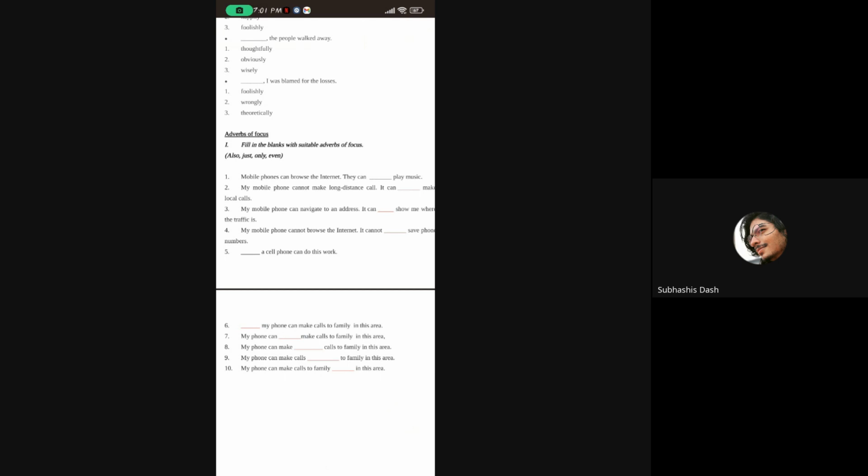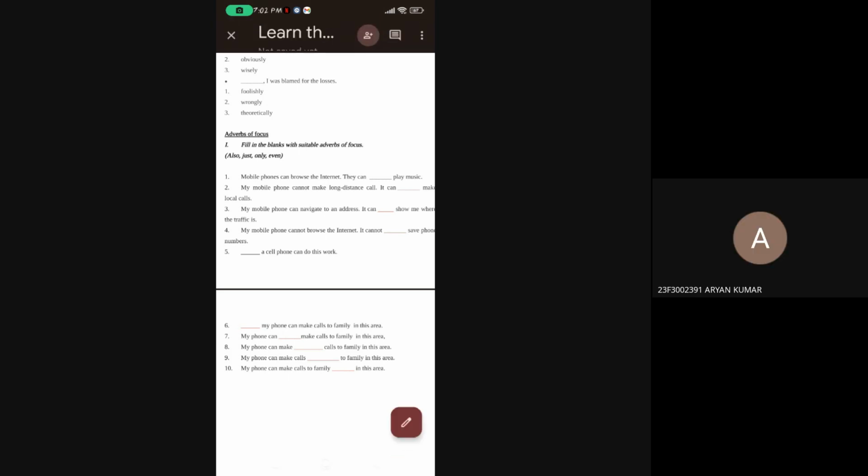My phone can also light up the room. But mostly also would be used for additive functions. Rarely it can also be used for the surprise and shock. How about just? Just, it's limitation. Limitation, right? Any examples?